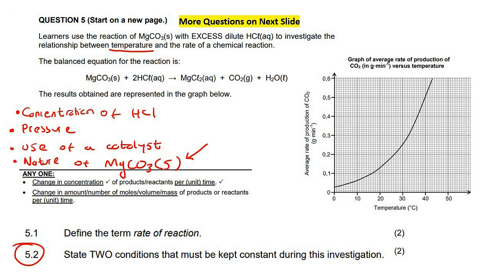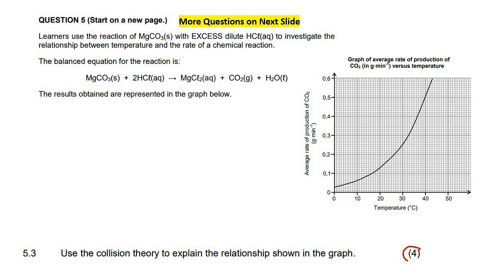Oh, and then another thing, how much of the MgCO3 and how much of the HCl we're using. We must not change that either. So we can add that as another option, amount of HCl and MgCO3. Okay, so they said give 2, but I've given you all the possibilities. Okay, here we go. 4 marks.